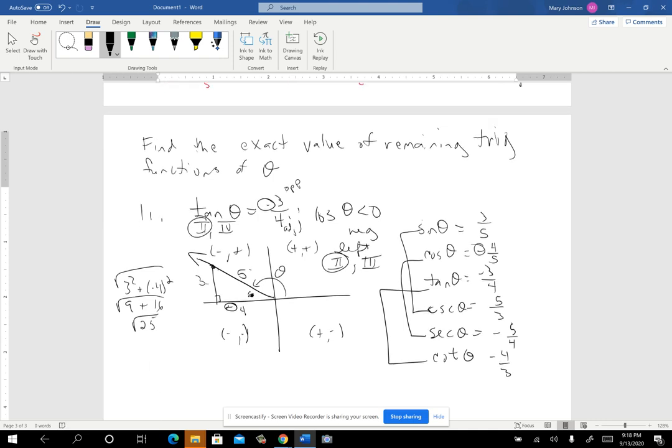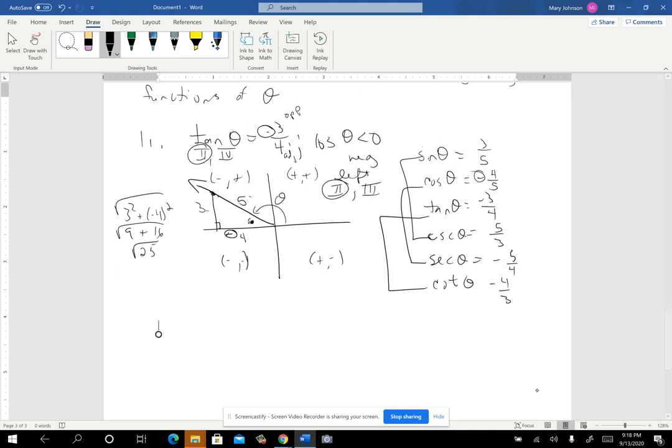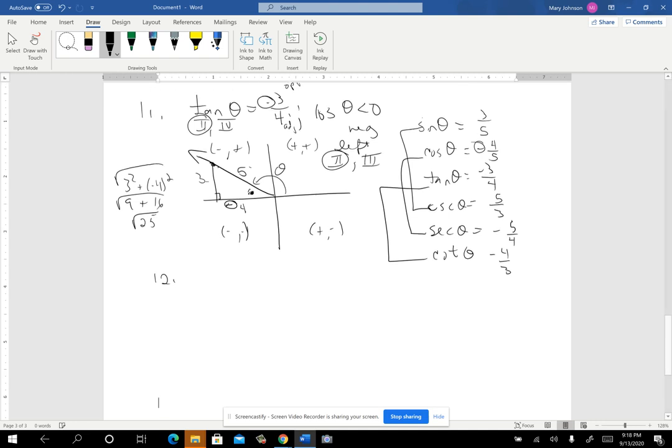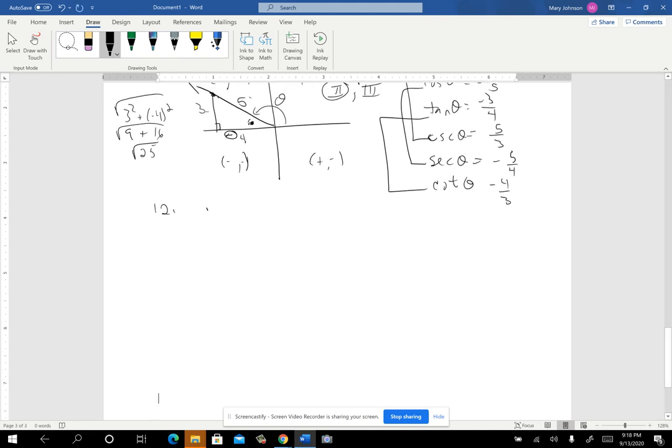All right, now 12 has the same directions. All right, but this time you're given cosine of theta is 3/7, and the sine of theta is less than 0. Okay, so think about your coordinates in these quadrants. It's the best way to think about it.